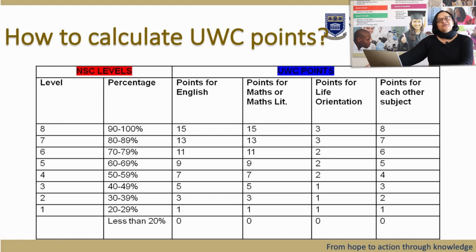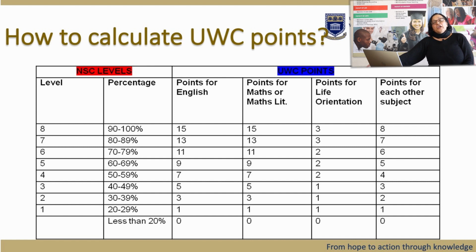This slide shows you how to calculate the UWC points, or the UWC APS. And it's a very simple table, and you award points for each of your subjects. So for example, this column speaks to the points for English. So if you've attained a code level 6 in English, you award yourself 11 points. This column deals with pure maths and maths literacy. So let's assume you've achieved a level 7. For maths or maths literacy, you award yourself 13 points, and so forth.